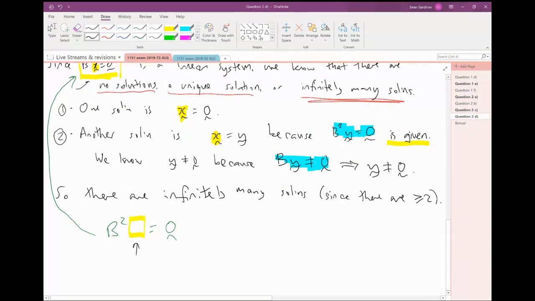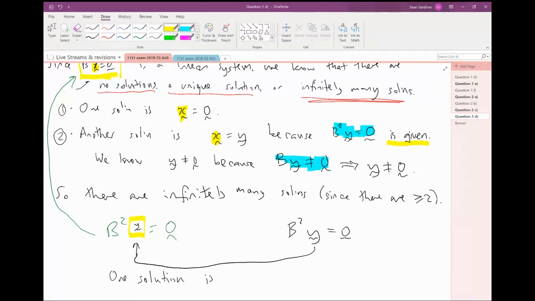And so I think back to the start of the question, and I think, what have they told me about b squared? Well, the question told me that b squared y equals 0, right? And so, hey, that means that y can go in this box. Which is to say that one solution is that the box can contain y, right? But remember, the box is really just standing for x. Cool, so that explains that. Okay, yeah, good.